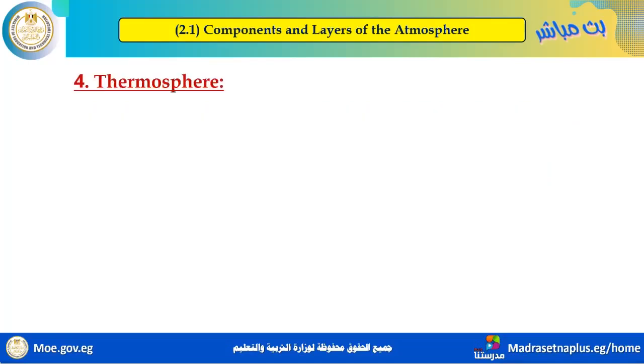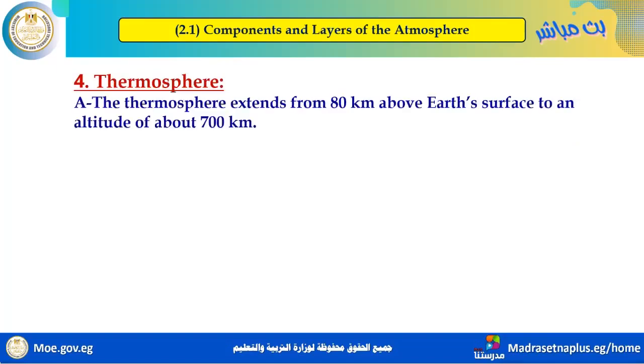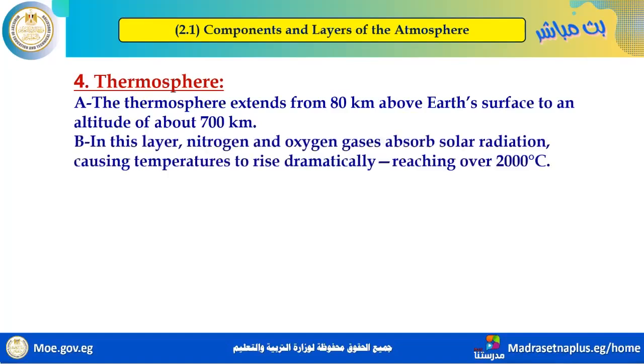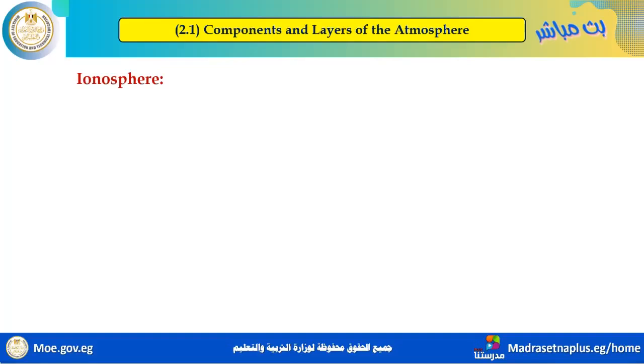Thermo, do you remember this word? Thermo means heat. Thermosphere extends, we stopped at 80 for the mesosphere, from 80 to an altitude of 700 kilometers. In this layer, nitrogen and oxygen absorb solar radiation, causing temperature to rise dramatically, reaching to what? To 2000, from negative 93 to 2000 degrees.